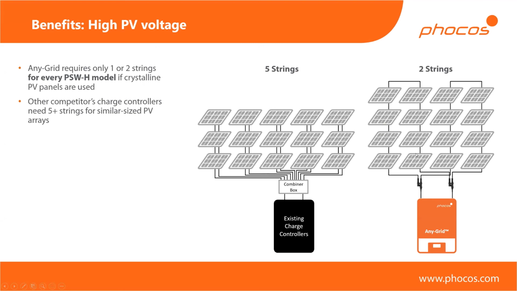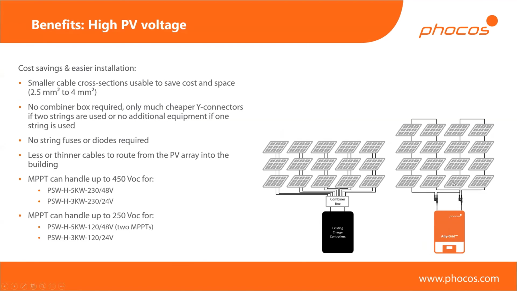Now with the AnyGrid, we're working with much, much higher voltages. For the 120 volt devices, we can go up to 250 volts on the PV side. With the 230 volt devices, it's even 450 volts. So any device you buy, you can be sure that 1 or 2 strings are sufficient for the PV side. And what that basically means is you need smaller cable cross sections, which will save you cost and space. You don't need the combiner box. At most, if you have 2 strings, you need these very cheap Y connectors, which cost maybe $10 a piece. You don't need string fuses or string diodes.